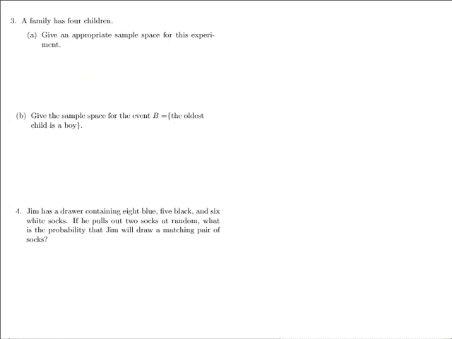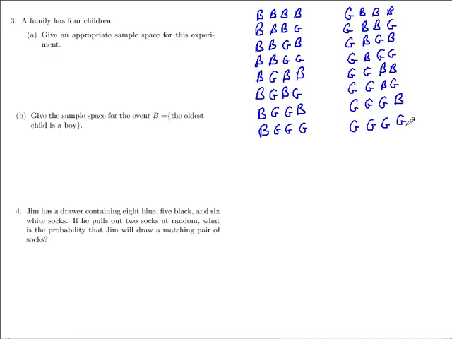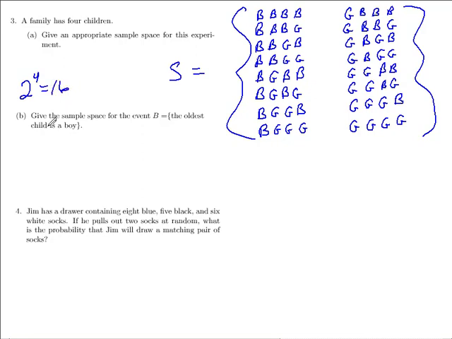Question 3. A family has 4 children. Give an appropriate sample space for this experiment. Well, if you think about it, you could have had four boys. You could have had the first 3 boys and the last one a girl. And if you continue this pattern, you'll get this entire chart. So we have our entire chart here and our sample space is actually this whole thing. Now, how many different outcomes are in our sample space? Well, think about it, it's 2 to the 4th or 16.